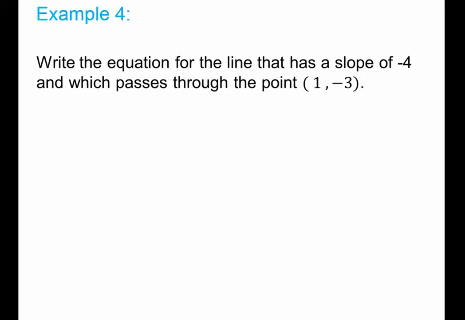This one says, write the equation for the line that has a slope of -4 and which passes through the point 1, -3. So go ahead and try this one on your own and then unpause when you're ready to resume the video.